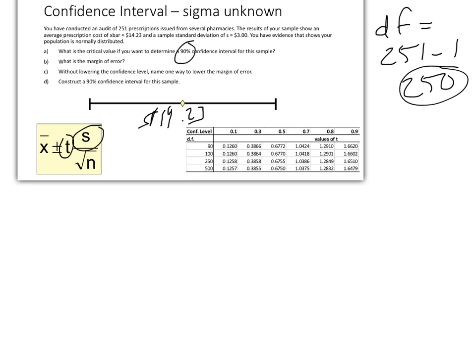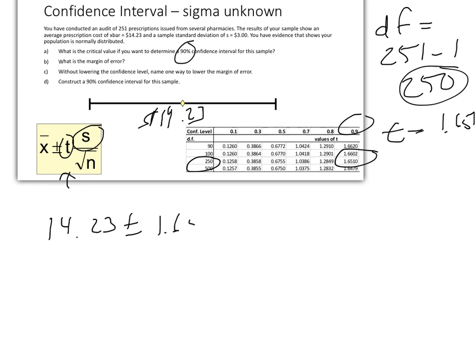for this sample. All right, so with that, we take our degrees of freedom, 250. We line that up with our 90% confidence interval to find our t-value, or critical value. So in this case, t is going to be 1.651. Okay, so we would have then, looking at this equation here, 14.23 plus or minus 1.651 times 3 over the square root of, how many was our sample?